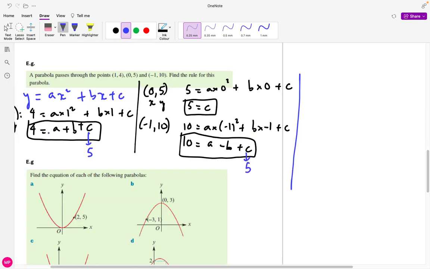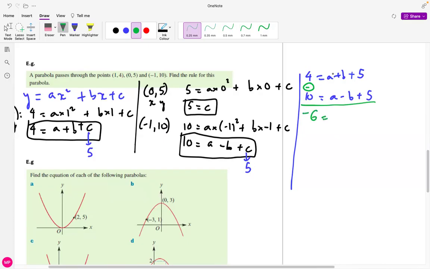So if c equals 5, we will have 4 equals a plus b plus 5, right? And for this one, we will have 10 equals a minus b plus 5, right? Now, the technique here we can use is elimination. If you take away between the two equations, the a and the a cancel out, the 5 and the 5 cancel out, and we can solve for b from there. 4 minus 10 is negative 6.